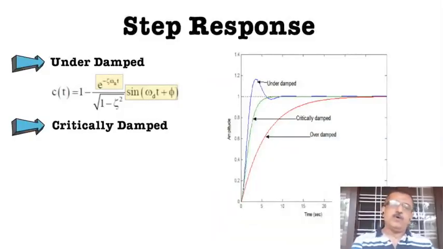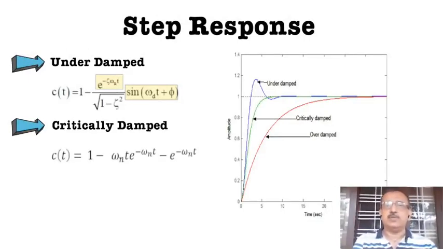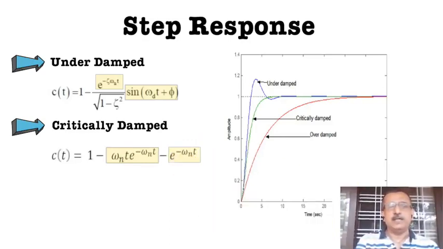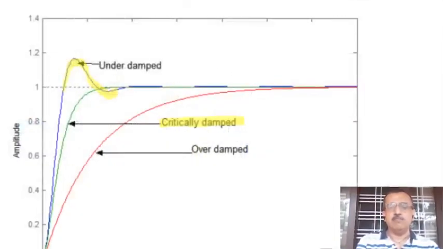Now for the critically damped system, we have seen the expression: 1 minus omega n t e power minus omega n t and another e power minus omega n t. So for the critically damped system, the response will be like this. So there is no sine term. There is an exponentially decaying term coming up, and it becomes 1.